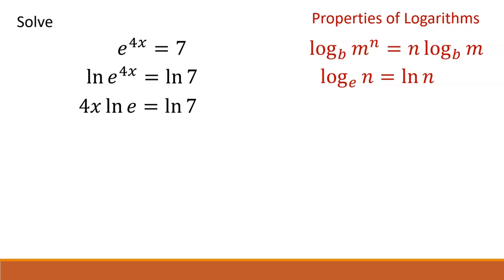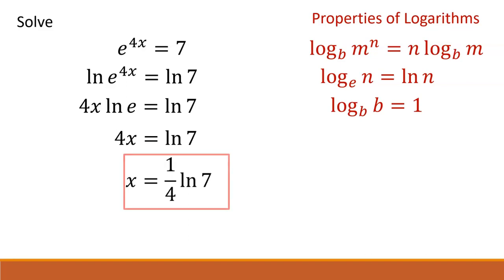That allows us to bring the 4x down in front and multiply it times the natural log of e. Remembering that the natural log of e is really just a log with a base of e allows us to replace the natural log of e with a 1, and 4x times 1 is 4x. Now we'll multiply both sides times 1/4 to get our answer. X equals 1/4 times the natural log of 7.